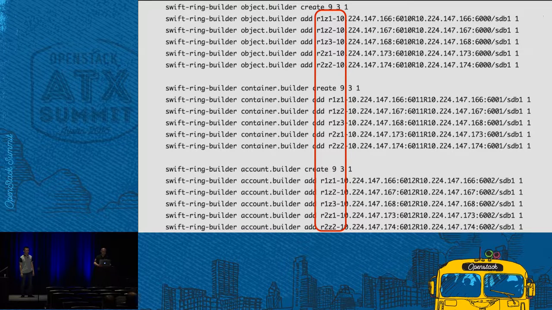And then Swift will know how to distribute data. It will distribute data as uniquely as possible. For example, when we store data with four replicas, for one piece of data with four replicas, it will store two replicas in region one and two replicas in region two, distributed as widely as possible.